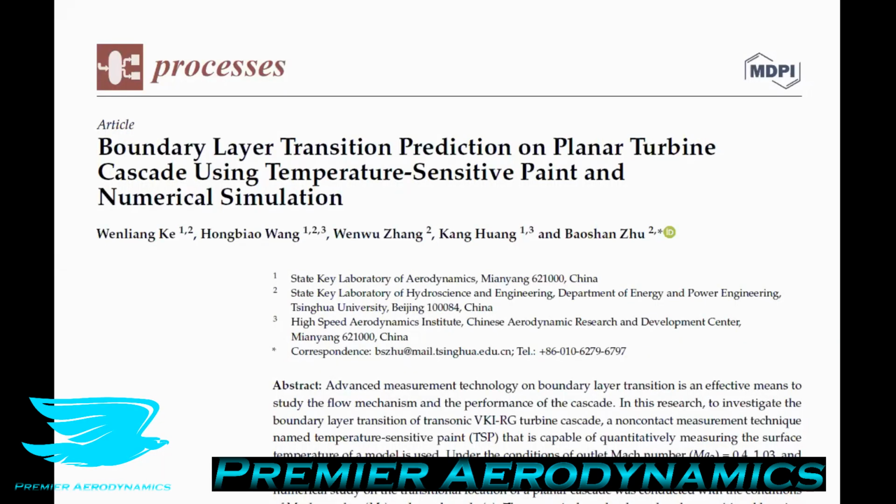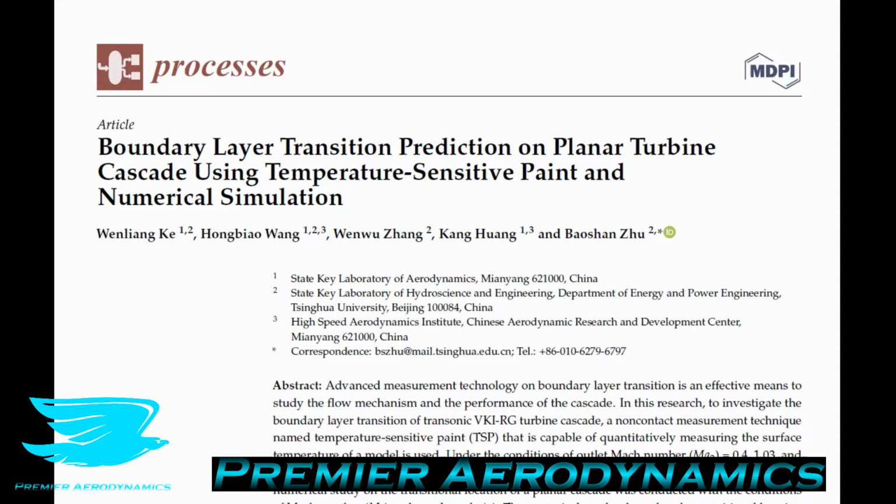Welcome to Paradise Podcast number 106, and today we're talking about temperature-sensitive paint and how to use it to determine where the boundary layer transition is on airfoils and flat plates in general in aerodynamics. And to do that, we're going to be looking at a paper called Boundary Layer Transition Prediction on Planar Turbine Cascade using temperature-sensitive paint and numerical simulation.